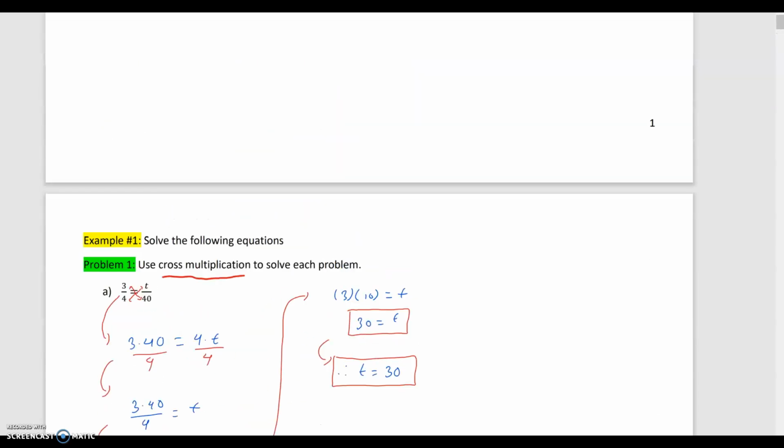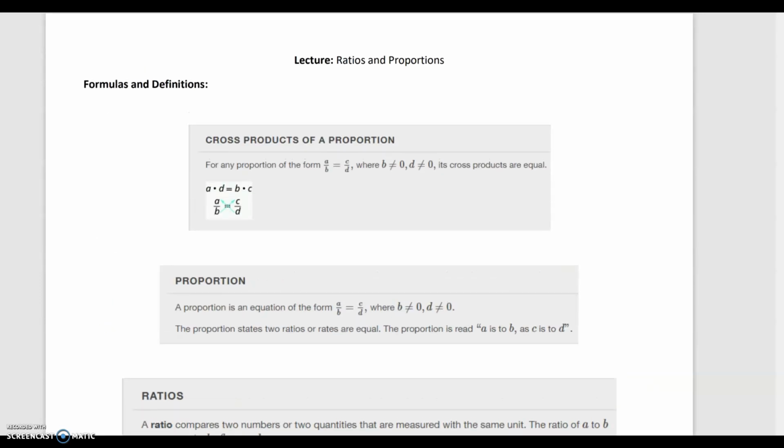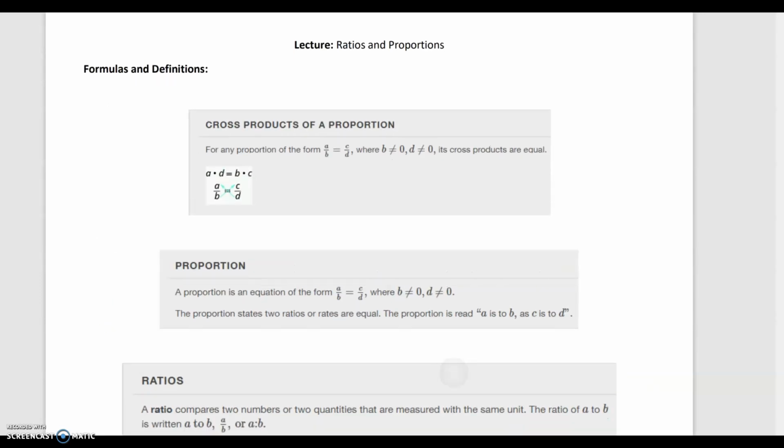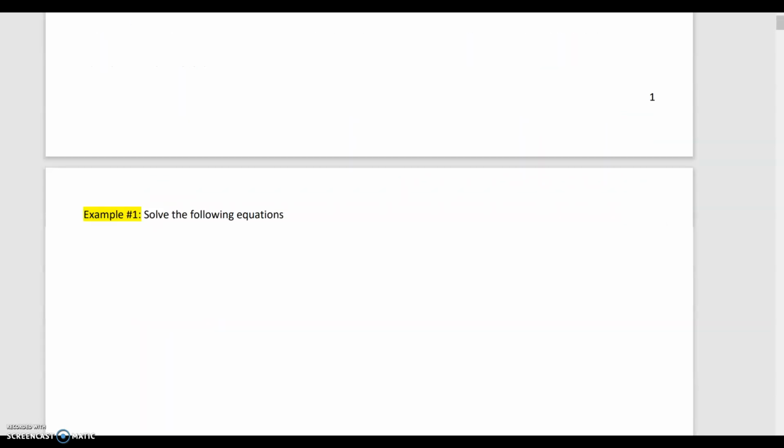Let me just quickly review the cross multiplication. Remember that cross multiplication only applies if you have a fraction equaling another fraction, and you basically multiply these two values and those two. So numerator and denominator, and numerator and denominator, and you end up with an equivalent equation that doesn't actually have fractions.